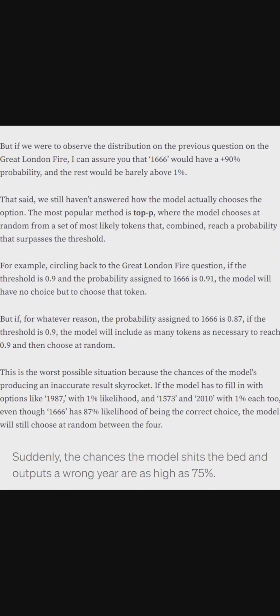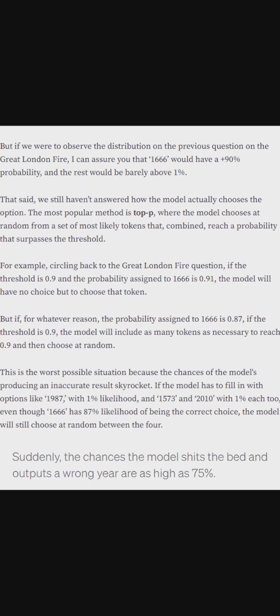This is the worst possible situation because the chances of models producing an inaccurate result skyrocket. If the model has to fill it in with options like 1987 with 1% likelihood, and 1573 and 2010 with 1% each too, even though 1666 has 87% likelihood of being the correct choice, the model will still choose at random between the four." And this is very important, what it says next: "Suddenly, the chances the model shits the bed and outputs a wrong year are as high as 75%."